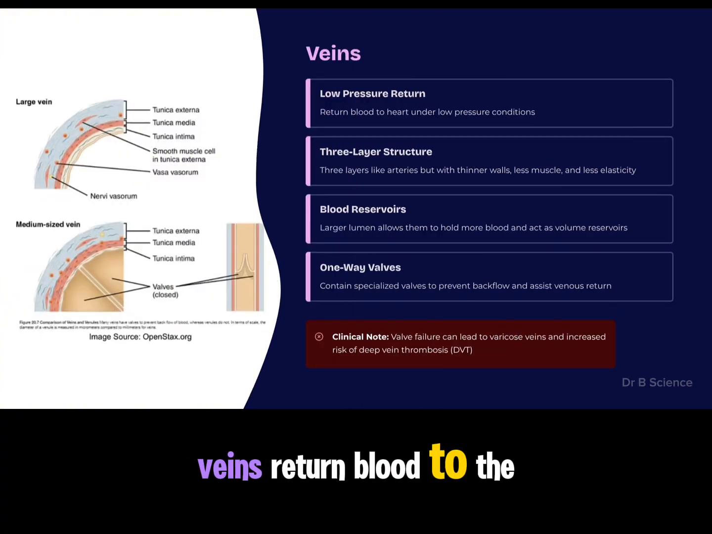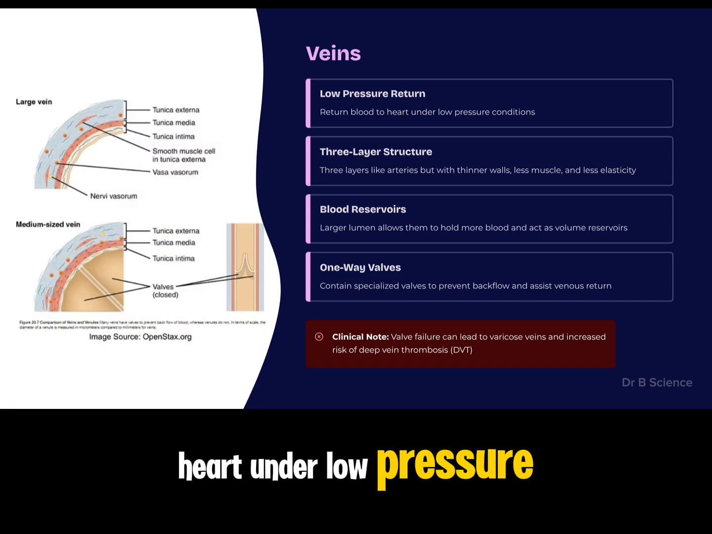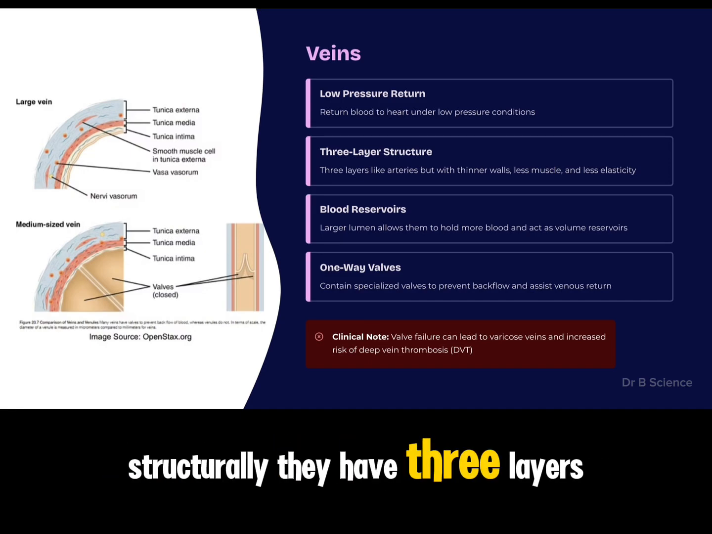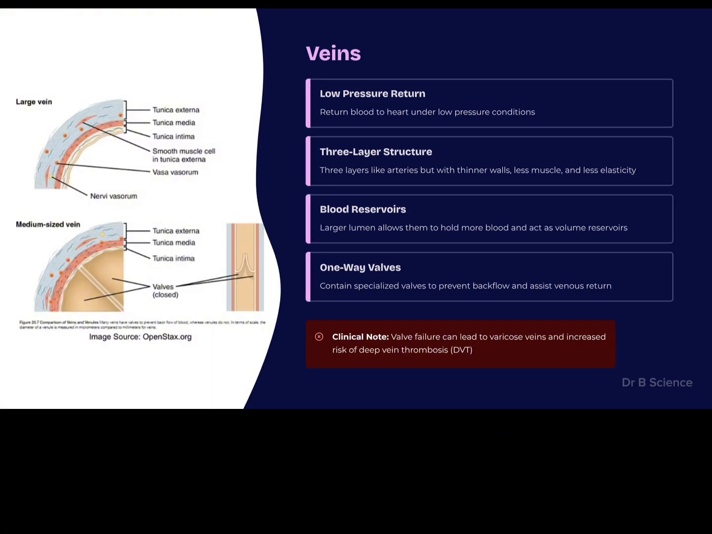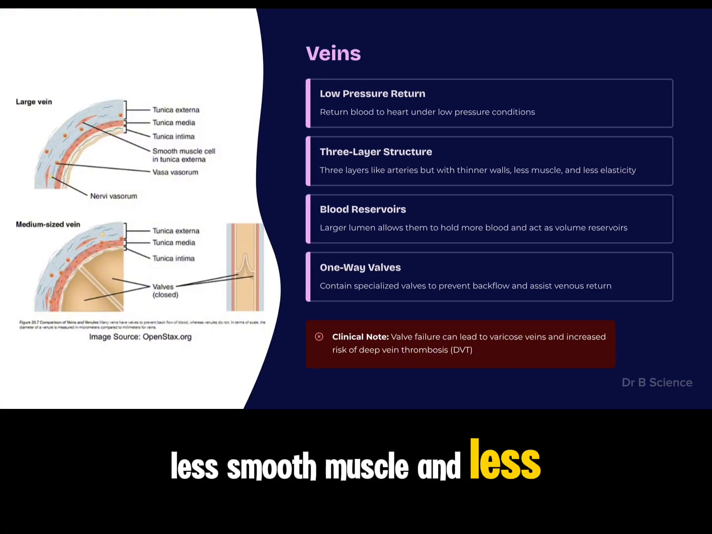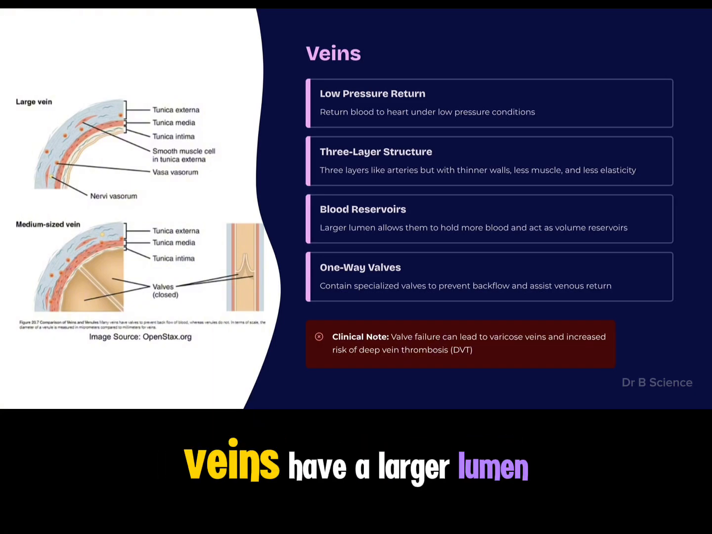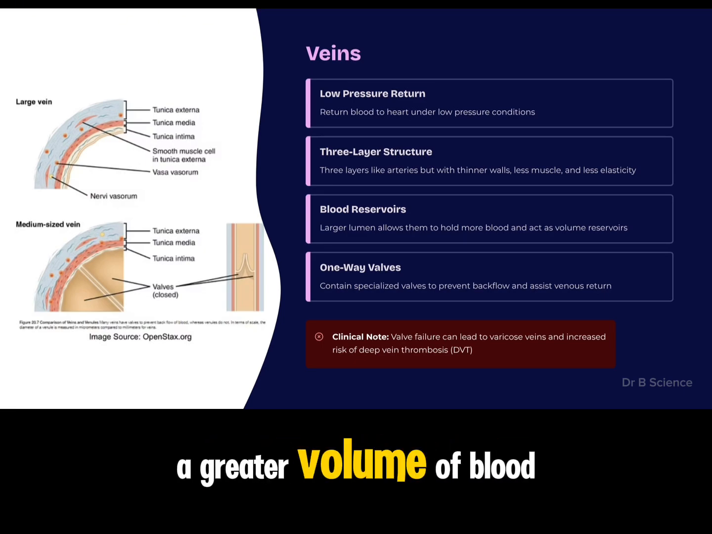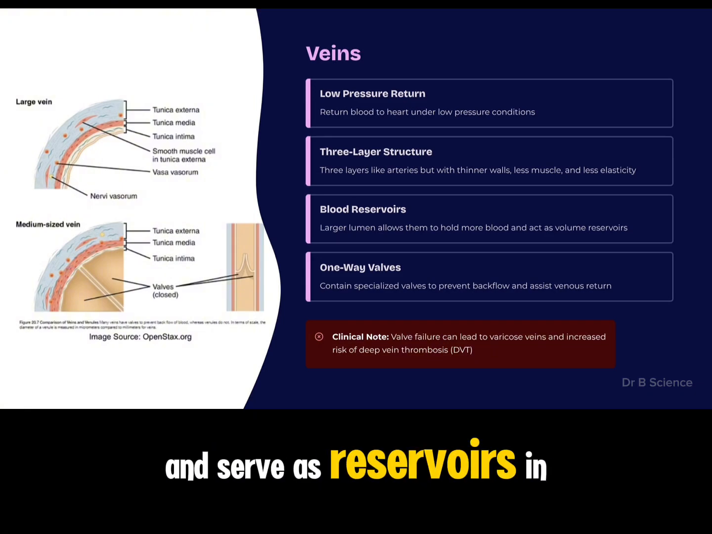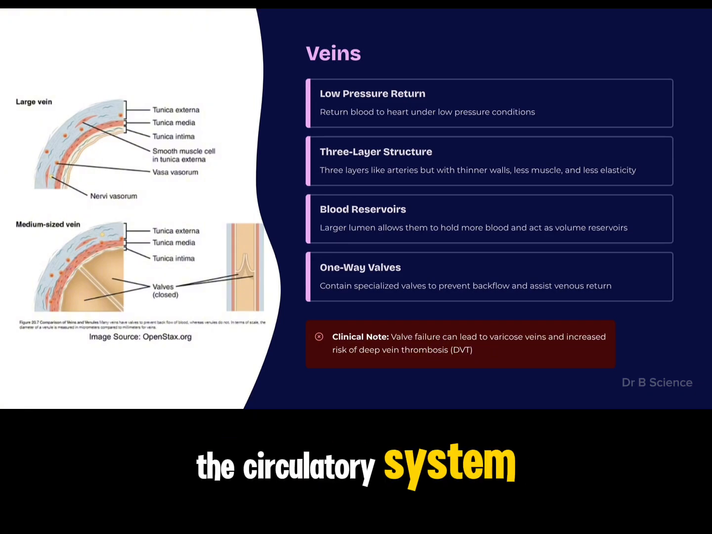Veins return blood to the heart under low pressure. Structurally, they have three layers like arteries, but with much thinner walls, less smooth muscle, and less elastic tissue. Veins have a larger lumen, or internal diameter, which allows them to hold a greater volume of blood and serve as reservoirs in the circulatory system.